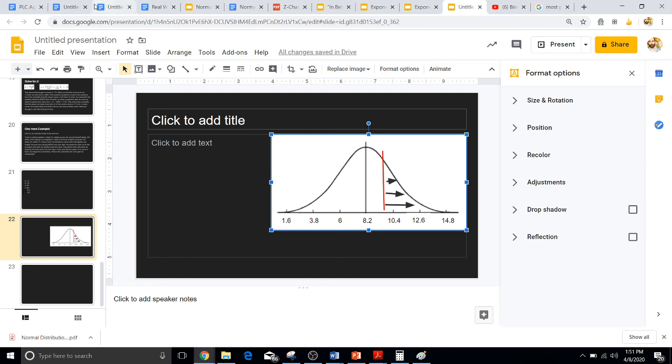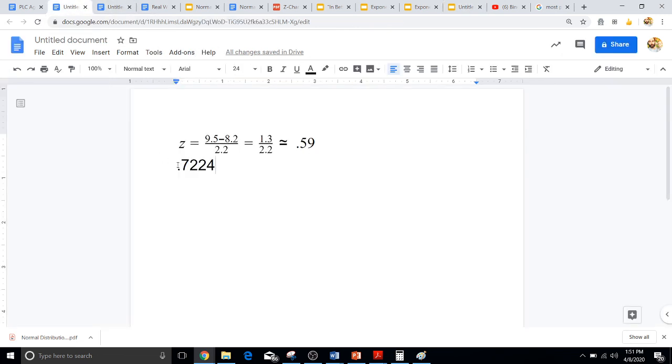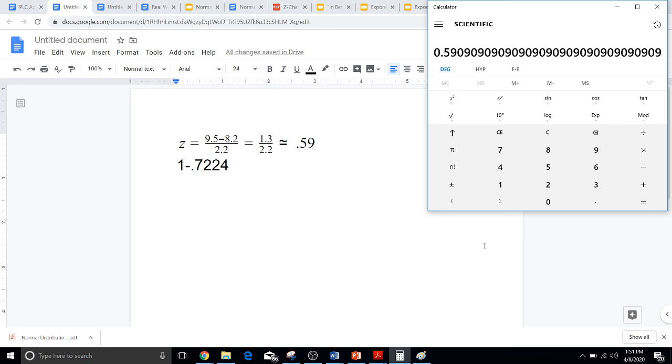We need to take this value of 0.7224 and subtract it from the number 1. One minus 0.7224 gives us approximately 0.2776.